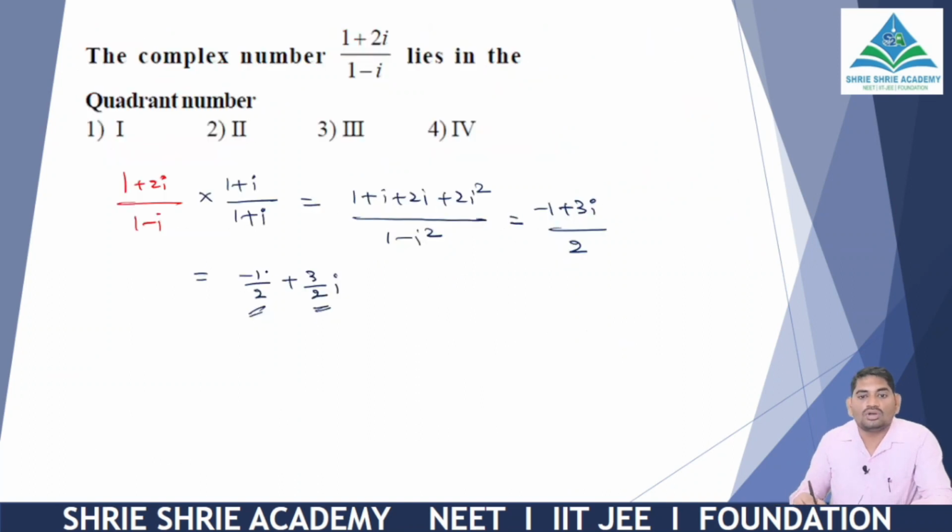So z is equal to −1/2 + (3/2)i, where the real part is negative and the imaginary part is positive. So the second option is the correct answer. Hope these numericals are very clear. Then we will discuss some JEE previous year questions.